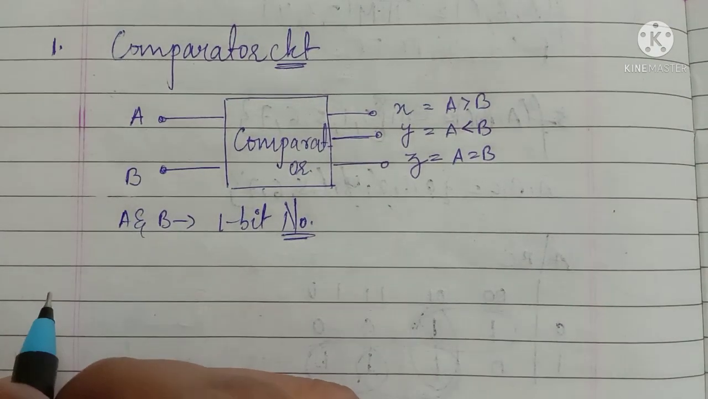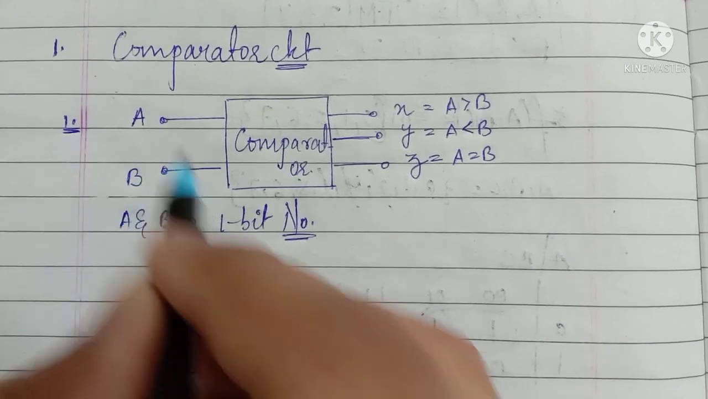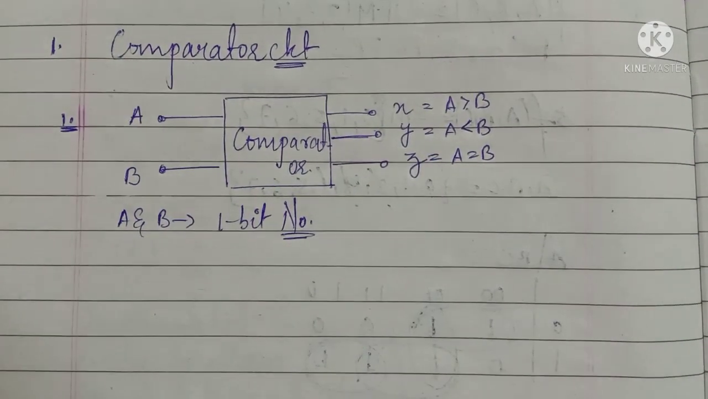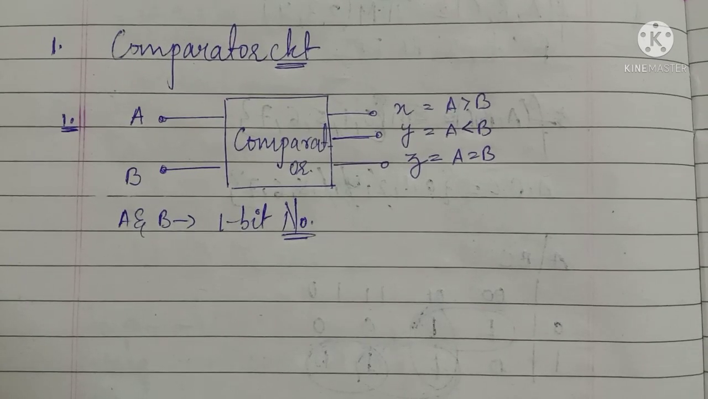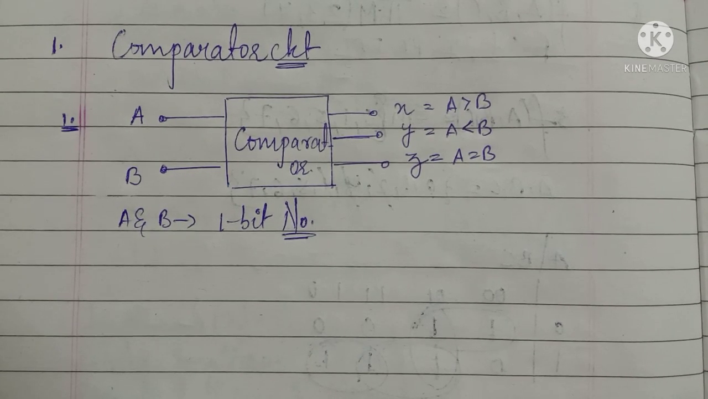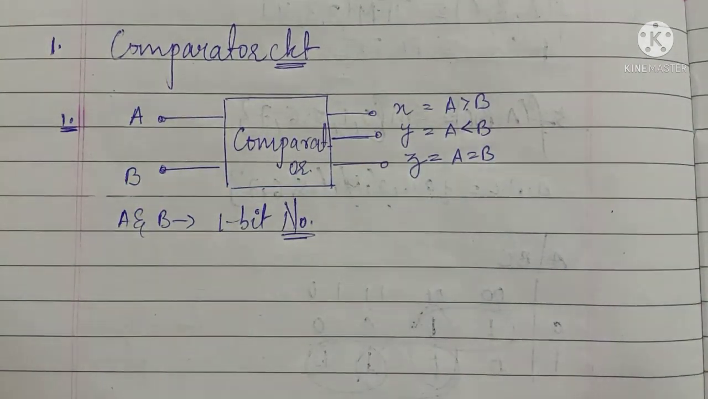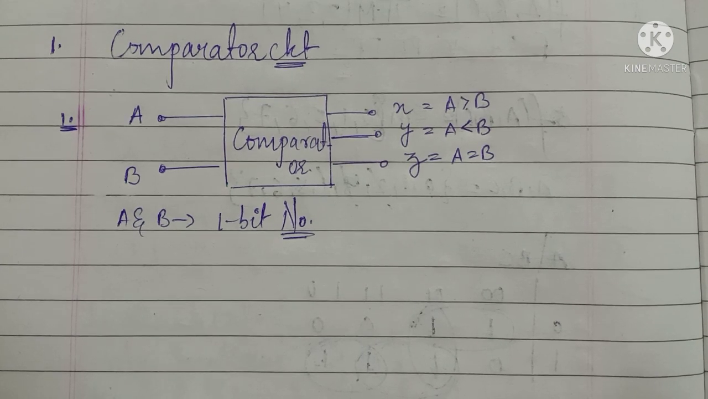Now, the first step, whenever you do any combinational circuit design, is to identify how many inputs are applied to the circuit and how many outputs there are. So the first step is to identify the number of inputs and the number of outputs.